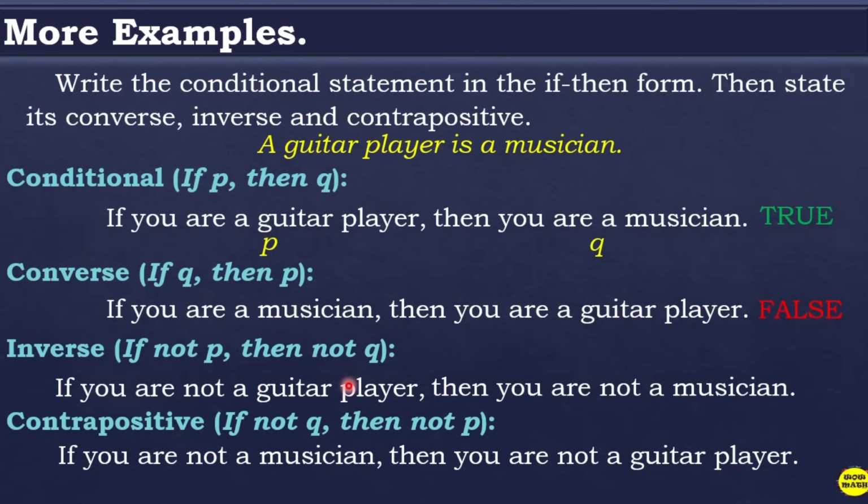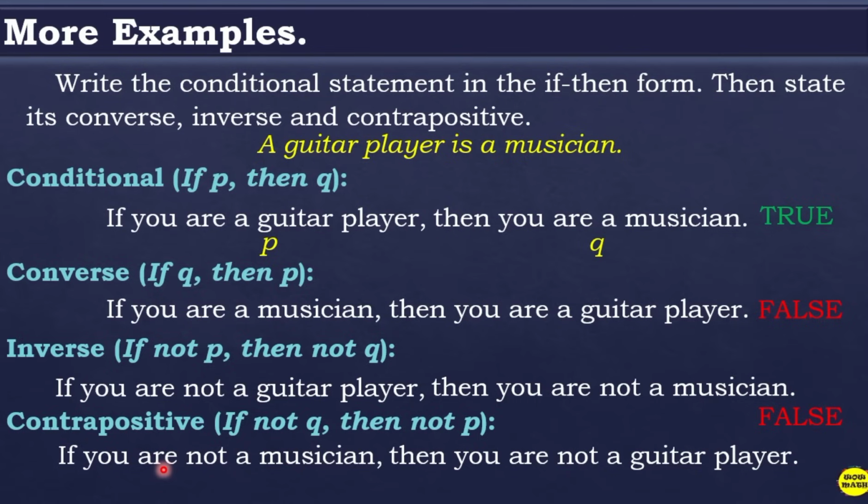If you are not a guitar player, then you are not a musician. This is false. Kapag ba hindi ka naggigitara, automatic na hindi ka musician, that is false. Kasi meron namang musician, hindi nga lang guitar ang kanilang piniplay. Maybe they are playing other instruments. So, dahil hindi siya naggigitara, hindi na agad siya musician. Paano kung ang piniplay niya ay violin? Okay? So, musician pa rin siya. Hindi nga lang guitar. So, this is false. Okay?